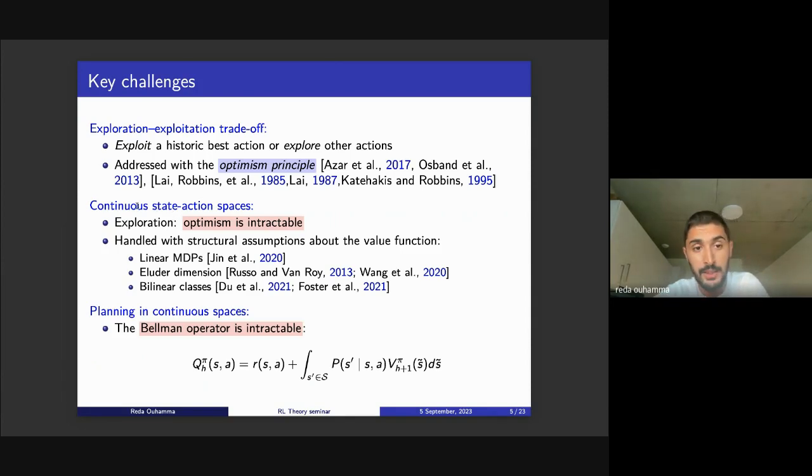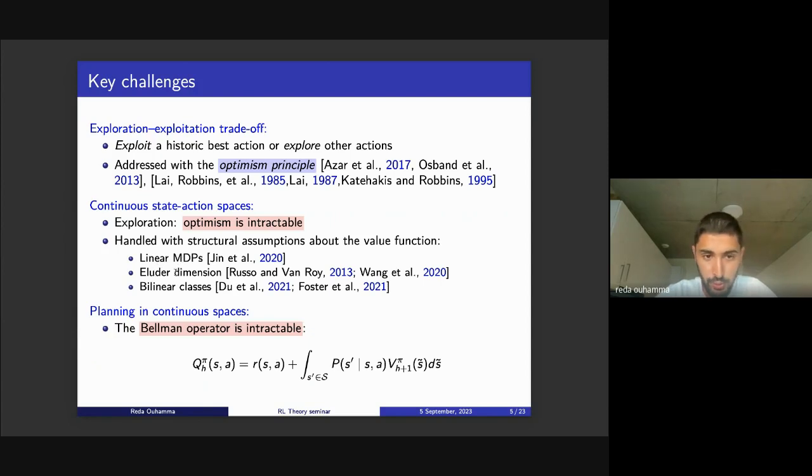Another challenge in RL in general and episodic RL in particular is dealing with continuous state-action spaces. The problem in this case is that optimism becomes intractable because we have double optimizations over continuous spaces that are not necessarily convex, and all that kind of thing. And so usually in the literature, this is handled with some additional structural assumptions about the value function or about the model. The most popular one is the one introduced by Jin, which is linear MDPs.